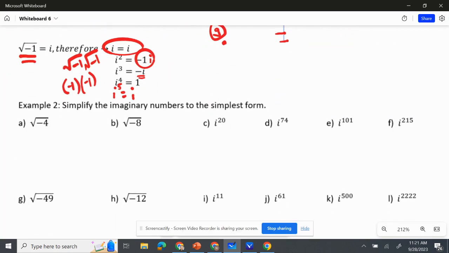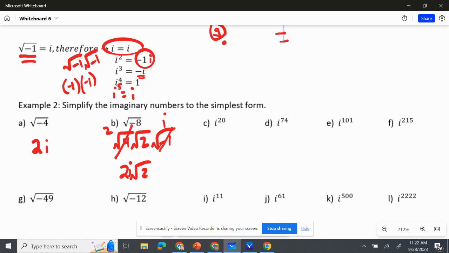And we're going to simplify this. So the square root of negative 4, we know the square root of 4 is 2, but because of the negative, we're going to call that 2i. For the next one, 8 would be 4 and 2 and negative 1. We know the square root of 4 is 2, so it's 2 square root of 2. And then the square root of negative 1 is i. So it's 2i square root of 2.